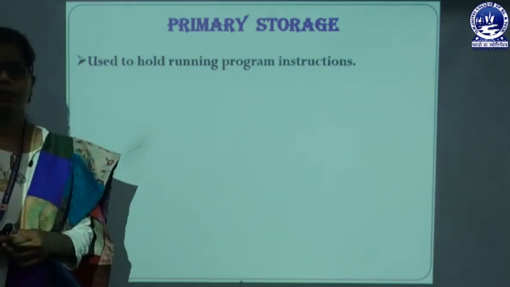So let's see what those are. Let's have a look into the primary storage. It is used to hold running program instructions. So what is a running program instruction? That means we have some data and instructions within our computer. If we want to hold them for a longer time, then we need to transfer them into the secondary storage.